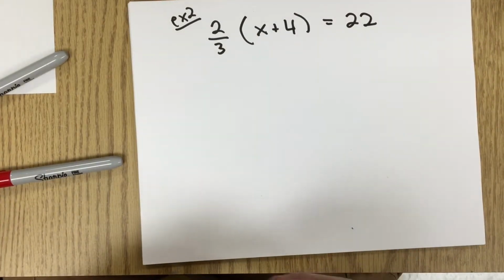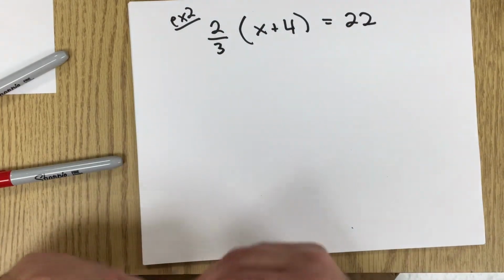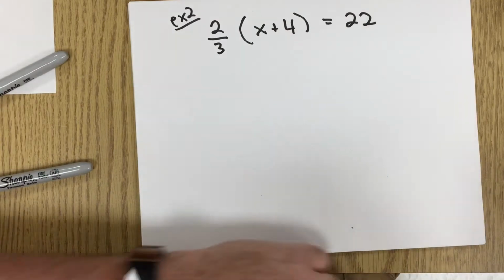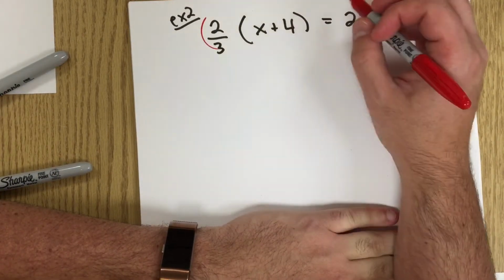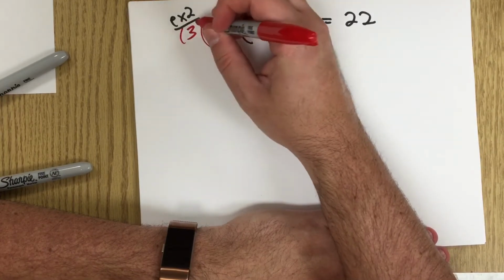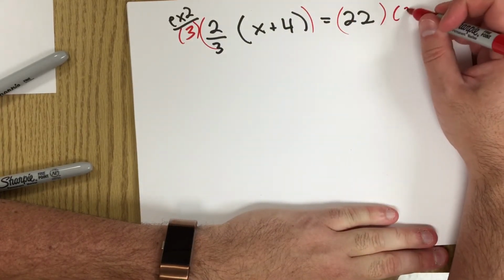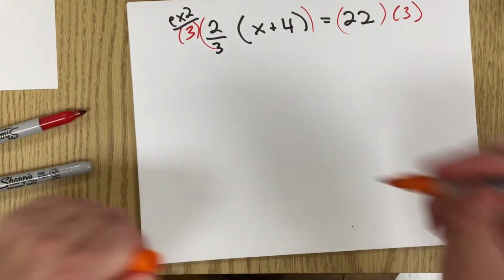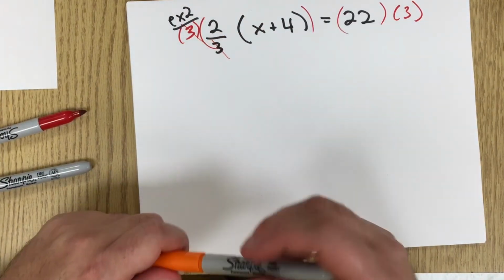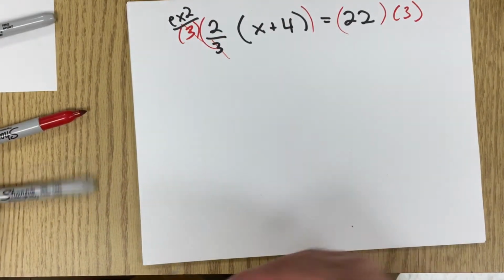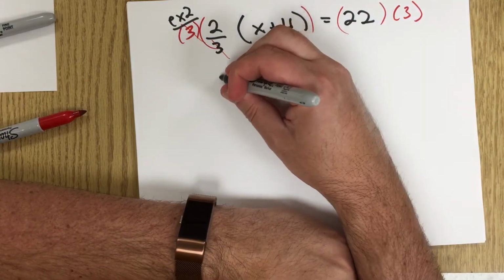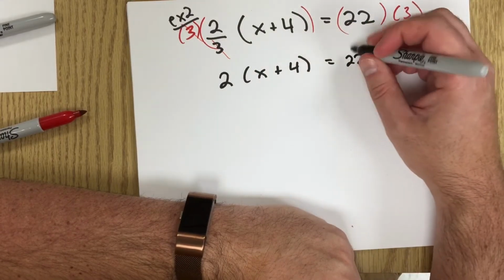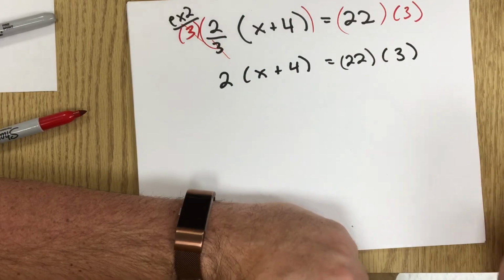It may not appear it, but this entire thing is just one term. So what do we have on the bottom? We have a 3 on the bottom. So we're going to multiply both sides by the 3. We multiply this by 3. We multiply this by 3. Things cancel. The 3's canceled, but notice the 2 stayed behind. The 2 is still there. So what we have left is 2x plus 4, and here we have 22 times 3.